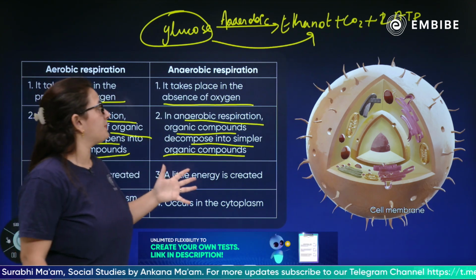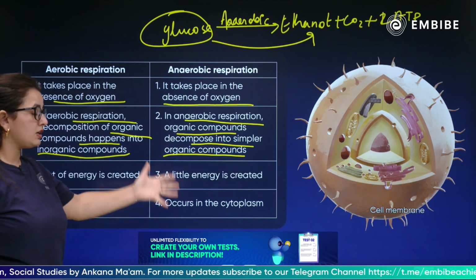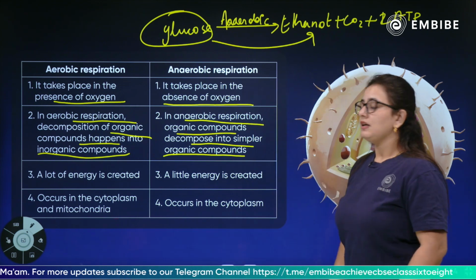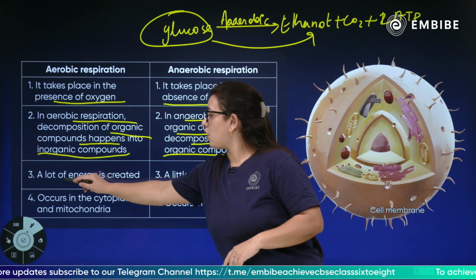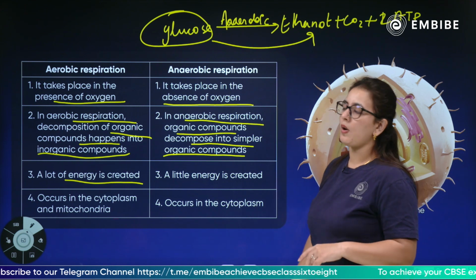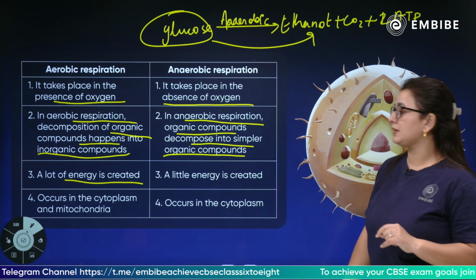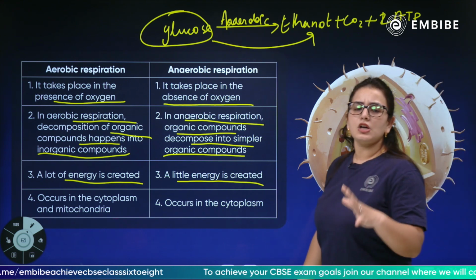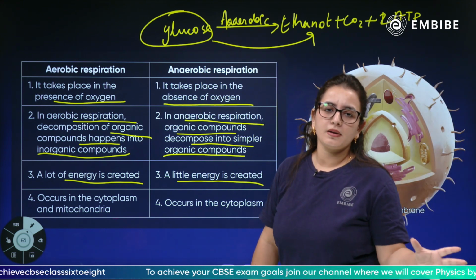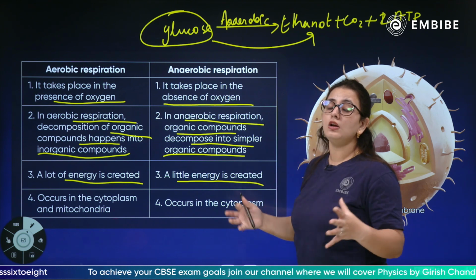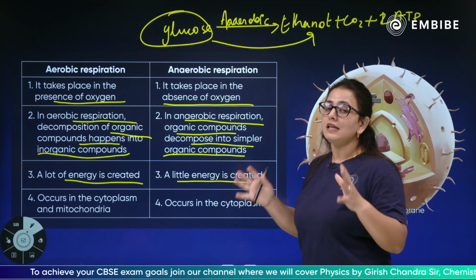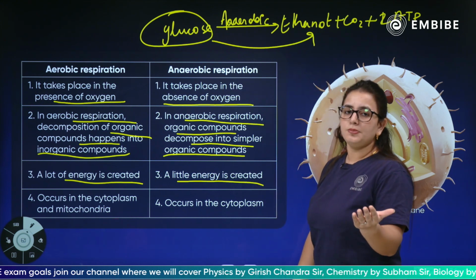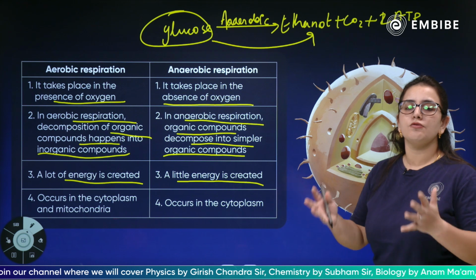So this is what happens in anaerobic respiration, which takes place in the absence of oxygen. In aerobic respiration, a lot of energy is created, while in anaerobic respiration, only a little energy is created. The organisms which undergo anaerobic respiration do not evolve a large amount of energy. The energy evolution is low, while in aerobic respiration, the amount of energy evolved is very high.